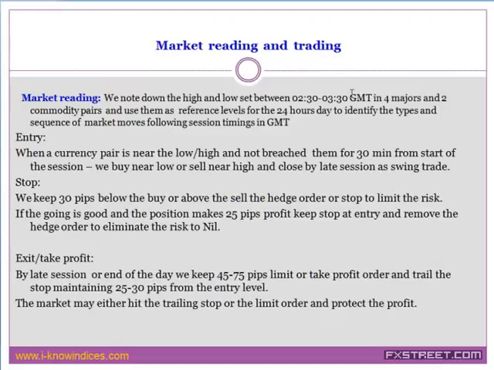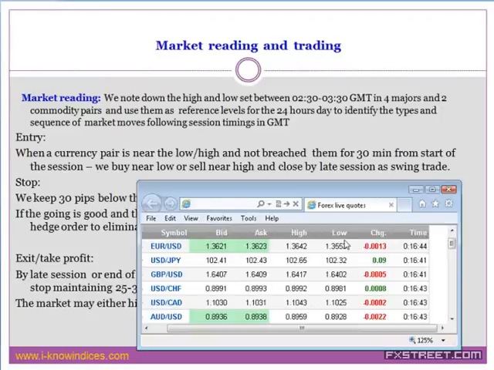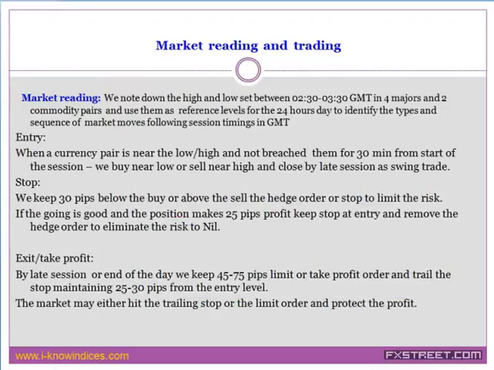We note down the initial lows and the highs around 3:30 GMT, and for entry, we try to take a sell near that of the high or a buy near that of the low when the high or the low are not reached within 30 minutes from the start of the session. The session timings are given in the next slide. And once the position makes profit, we keep stop at entry and remove the hedge order, which is placed 30 pips away from the other position.